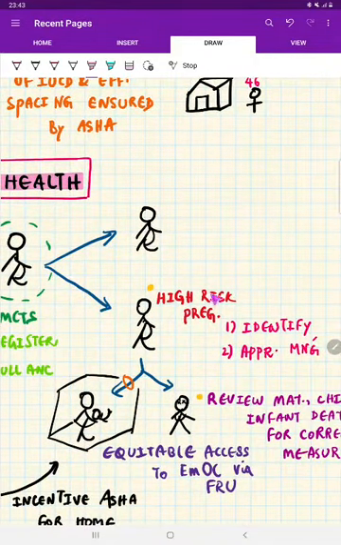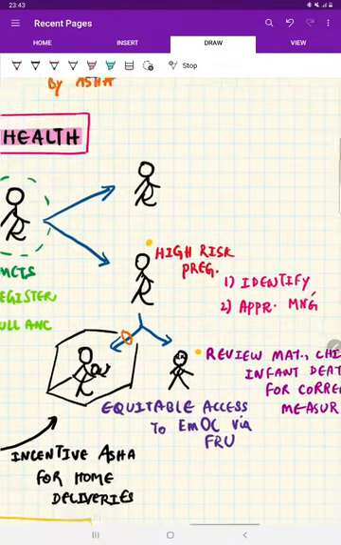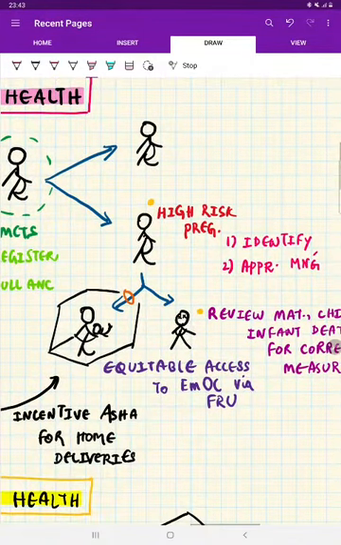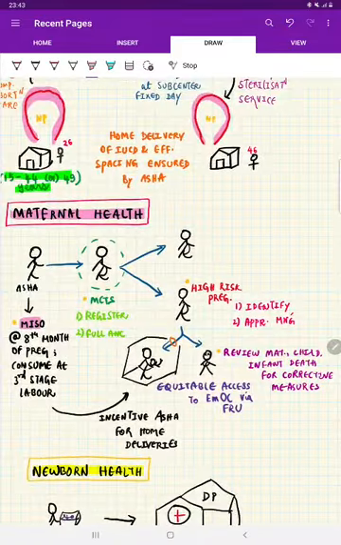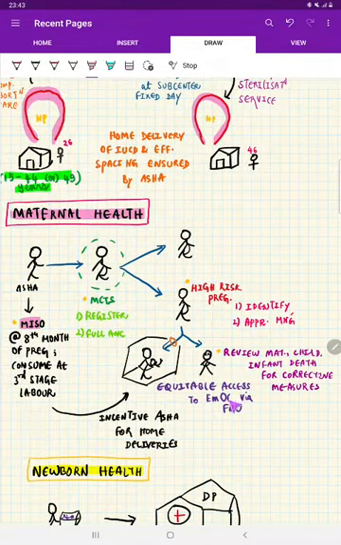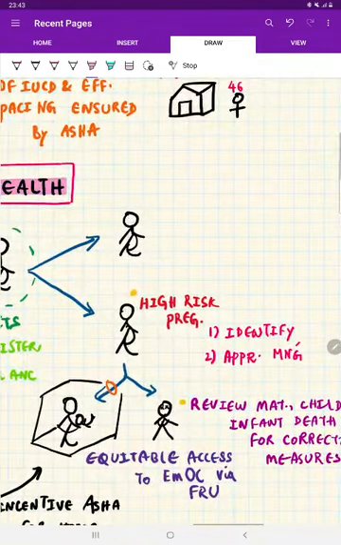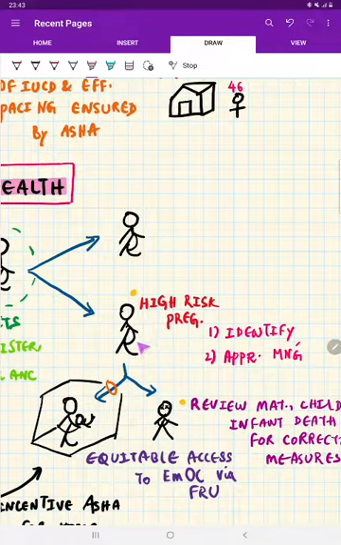Number 2, she may have a high-risk pregnancy. So identifying the high-risk pregnancy and appropriate management of high-risk pregnancy, especially anemia, should be mentioned. And next is equitable access to emergency obstetric care via the first referral unit. Supposing she has a high-risk pregnancy or any event that complicates this pregnancy, there should be equitable access to emergency obstetric care via the first referral unit.